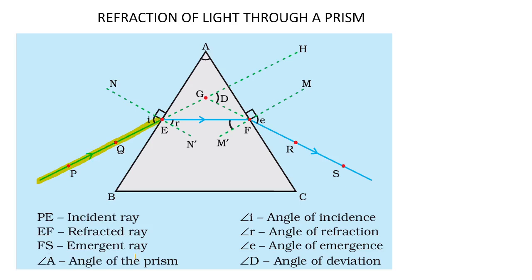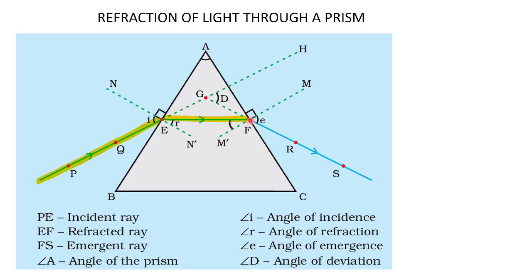This is the incident ray. The normal is drawn, NN dash. NN dash is the normal at the point of incidence. The refraction, rarer to denser. The light is entering from rarer to denser, bending towards the normal. I discussed already.